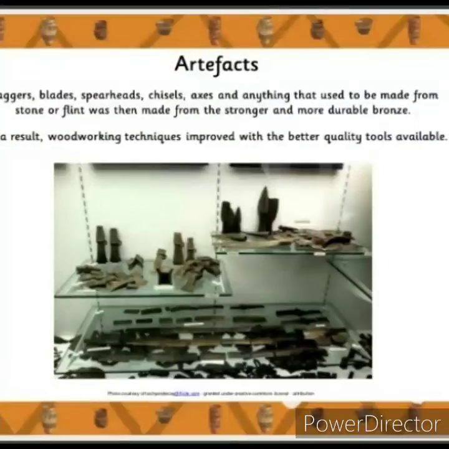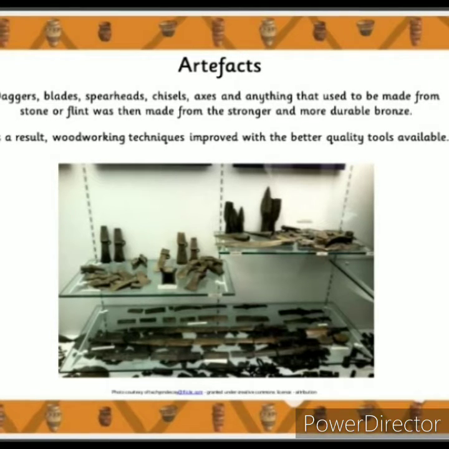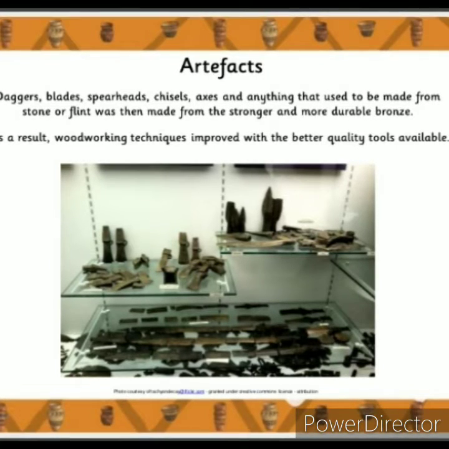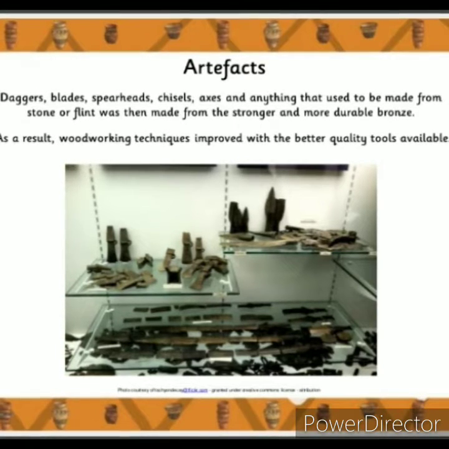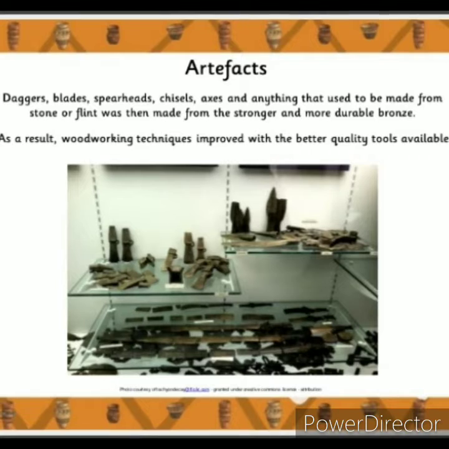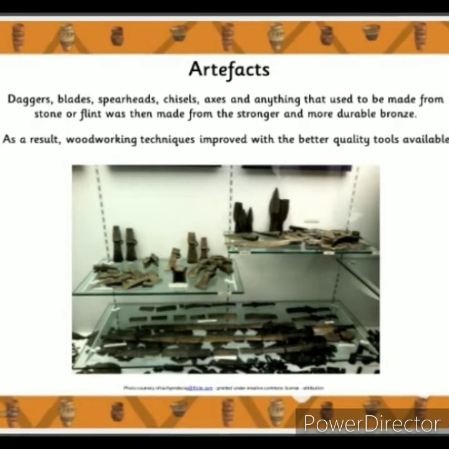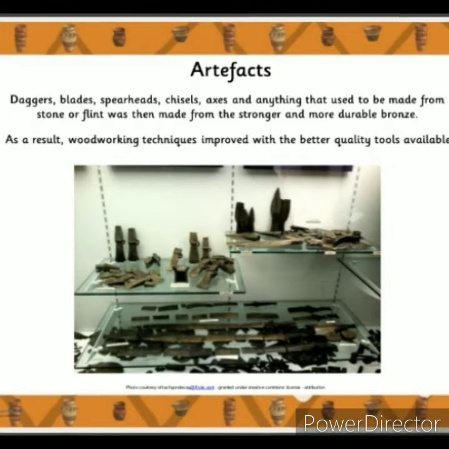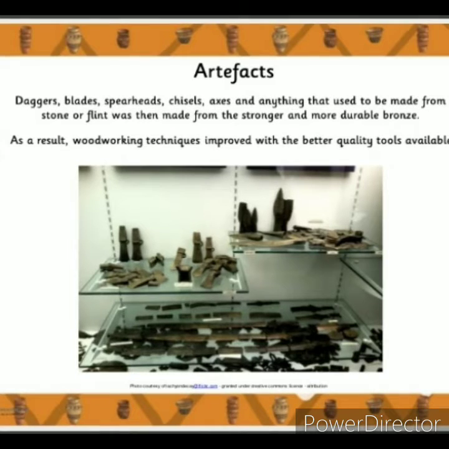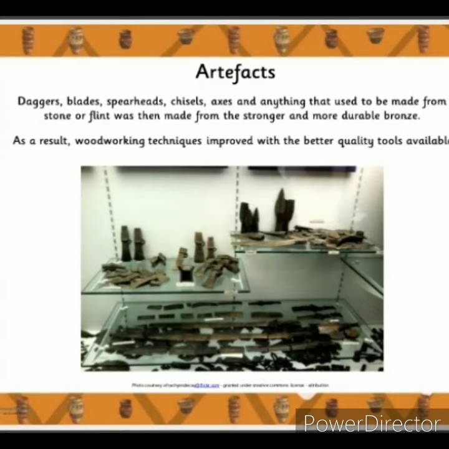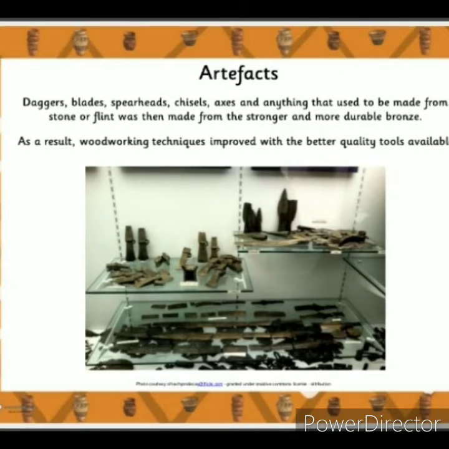Now coming to artifacts, what are artifacts? Artifacts are the things, the pots, the weapons, the tools, spearheads, chisels, axes made of bronze, which we get from that era or that specific period of time. These things are known as artifacts, by which we can study and come to know what things were used by the people of that time.